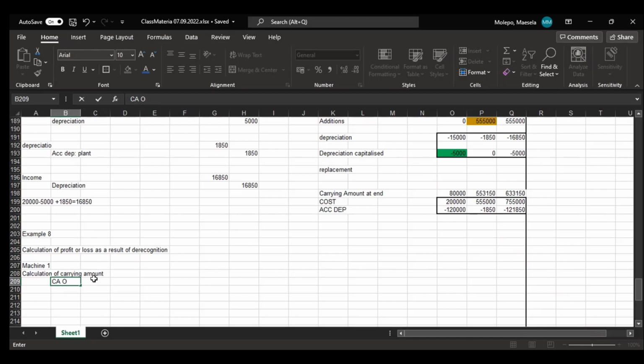The carrying amount on 1 January 2012. This machine was sold in June. So the carrying amount on 1 January 2012 was given as 180. So we have to calculate the depreciation that happened during the year.